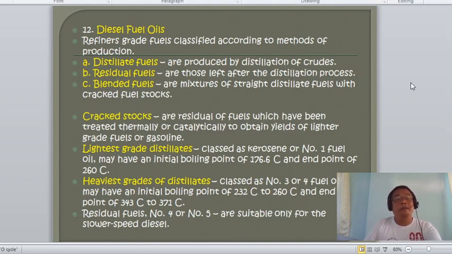And then we have the heaviest grades of distillates, classed as number 3 or 4 fuel. The initial boiling point of this is 232 to 216 degrees and the end point is 343 to 371 degrees. Residual fuel number 4 or 5 is suitable only for slower speed diesel engines.